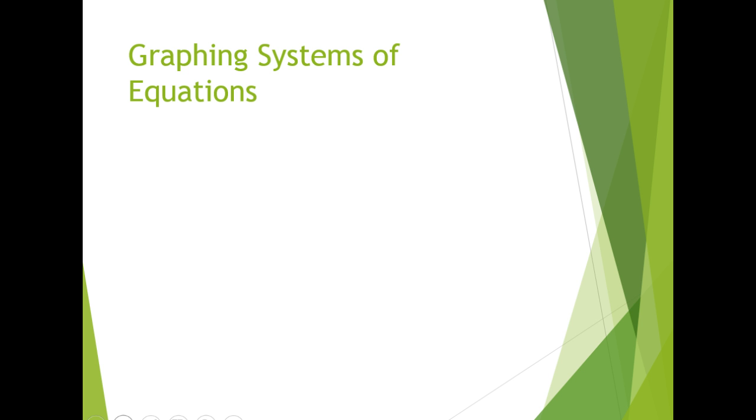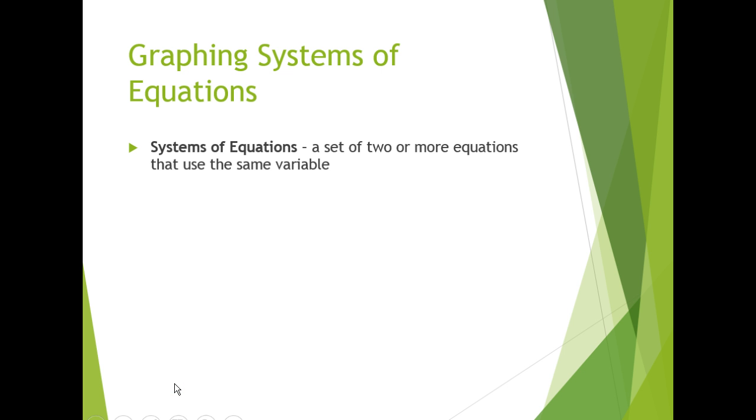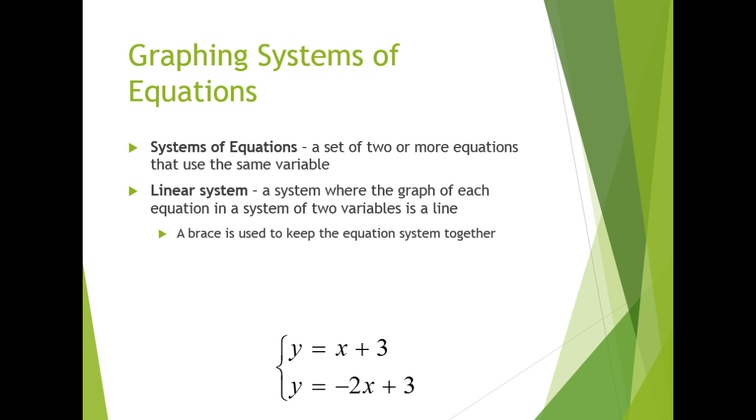Okay, hopefully you have those 6 lines graphed on your handout. Next thing we're going to do is fill in some of our definitions, starting with a system of equations. Systems of equations are a set of 2 or more equations that use the same variable. And a linear system is a system where the graph of each equation is a line.